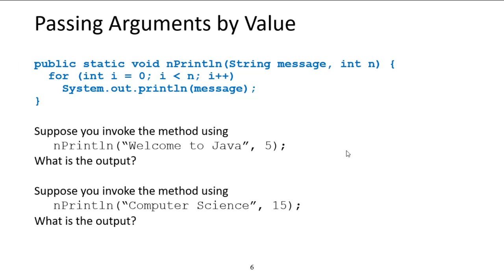Again, at this point you can pause the video and type this function in an example program and try to call this function by, for example, using this example line. "Welcome to Java", and the second parameter is 5. So what do you expect the output to be? Here's another example. And you can try other messages and other numbers.